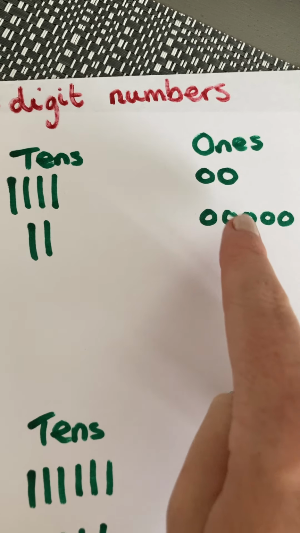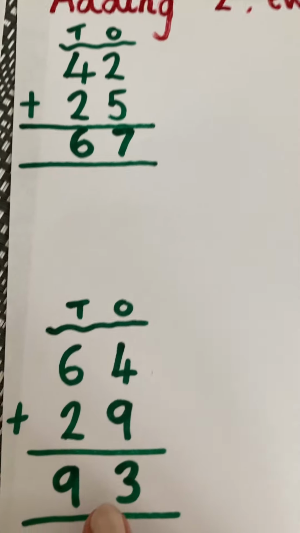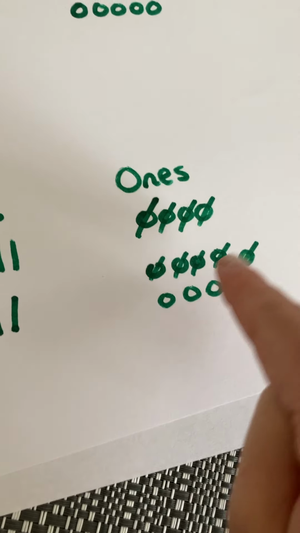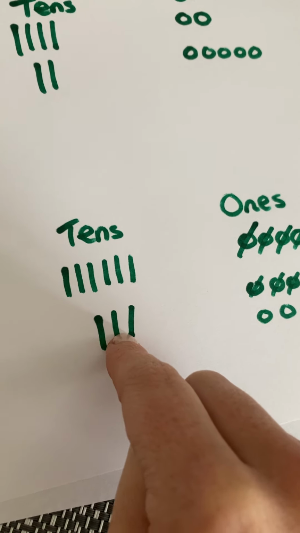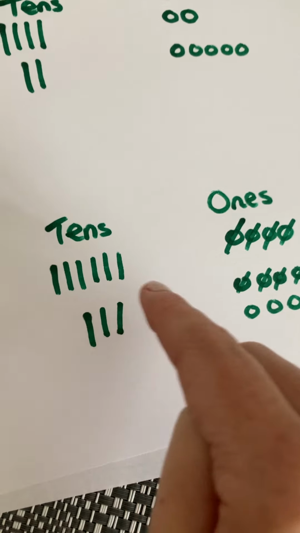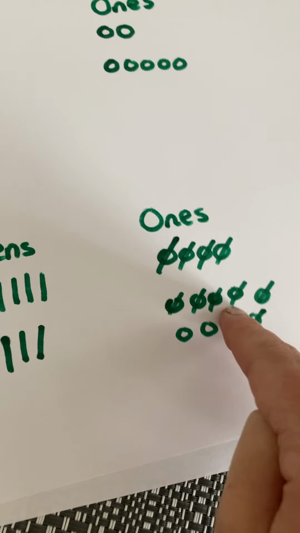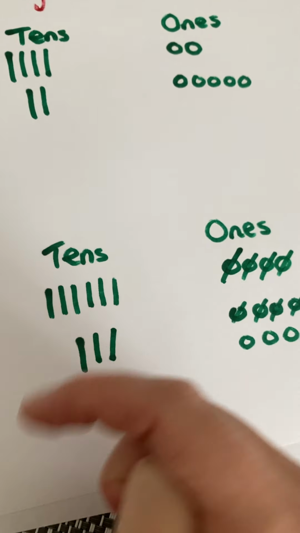So the difference between those two is this question, when I partitioned, I didn't have 10 or more, so I didn't have to send a 10 next door. And for this one, when I partitioned, I had more than 10 ones, which meant that I had to put a 10 over here. So it's really important to carefully count how many ones you've got, and remember our rhyme, 10 or more ones, send a 10 next door.